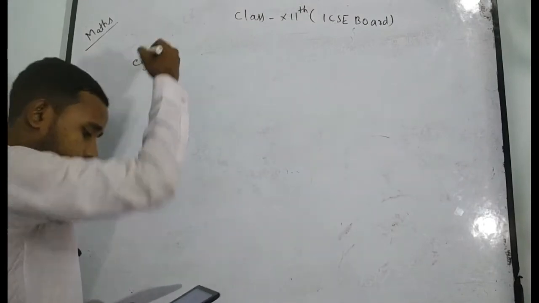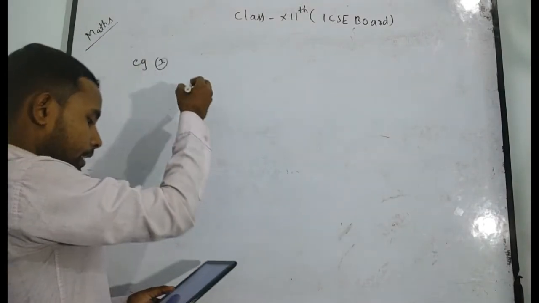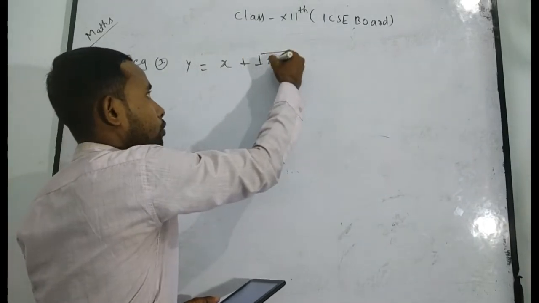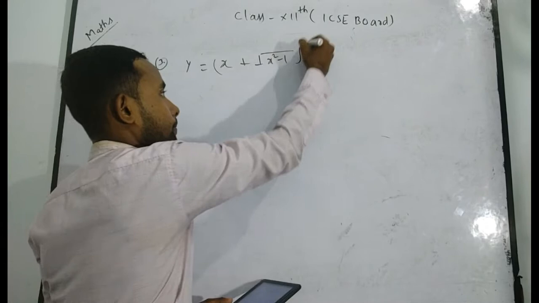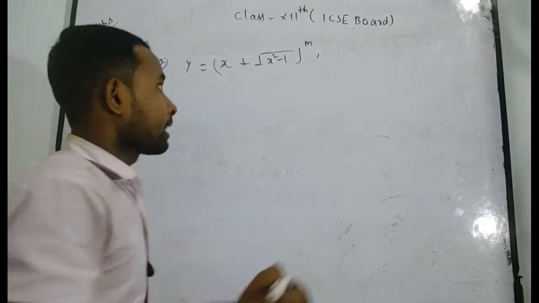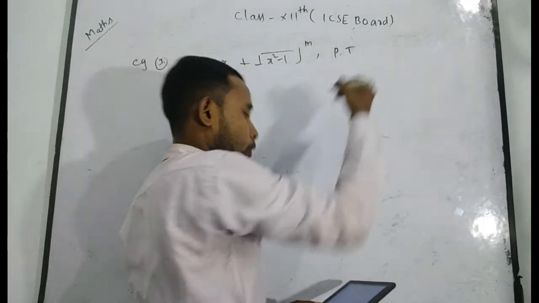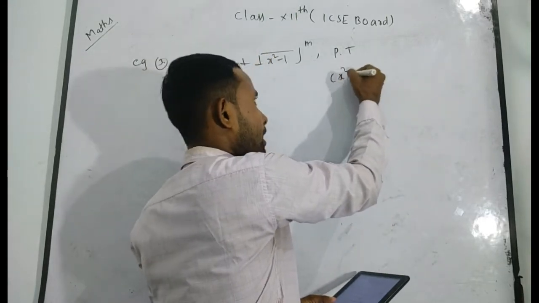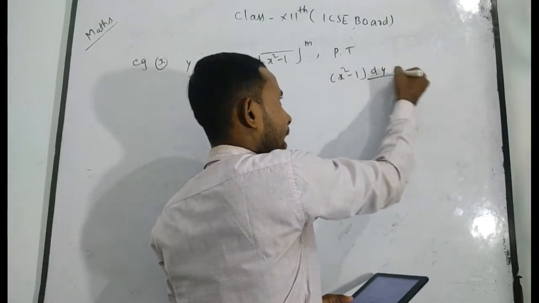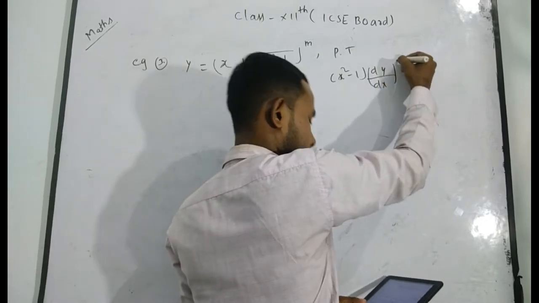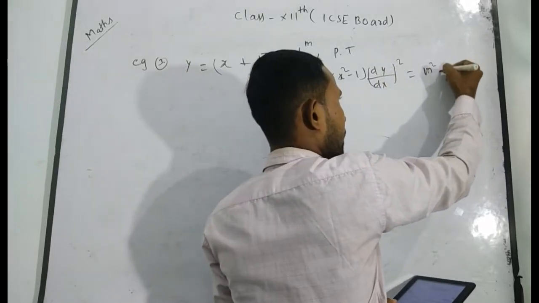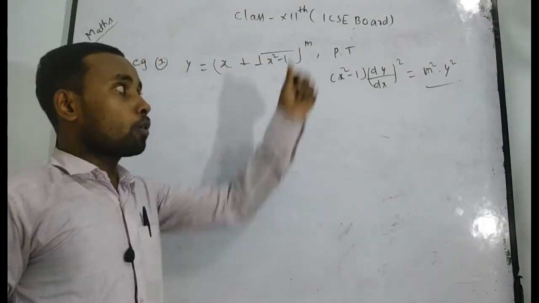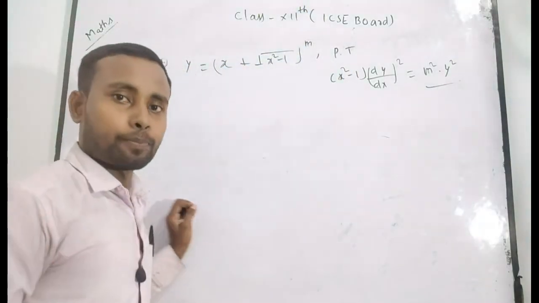Example 3: it is given that if y is equal to (x plus root under x square minus 1) whole to the power m, then prove that (x square minus 1) (dy/dx) whole square is equal to m square into y square.